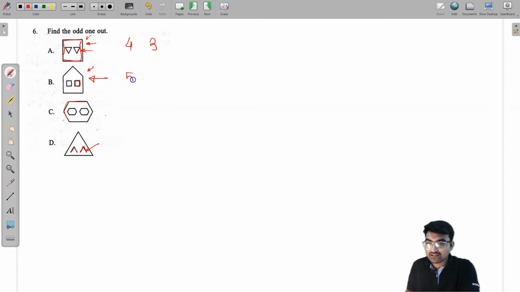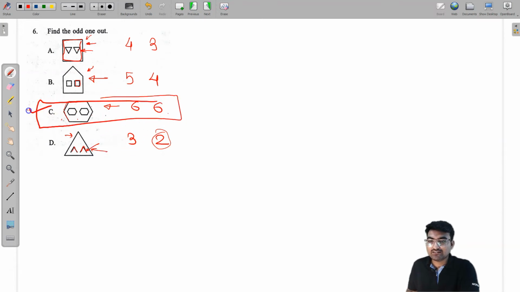Similarly, the outside has 5 sides and the inside figure has 4 sides. The outside polygon has 6 sides, 1 2 3 4 5 6, and the inside also has 6 sides, correct. In this one, there are 3 sides in the outside polygon and 2 sides in the inside, right. So which one is breaking the pattern here? C. So C is the odd one out.